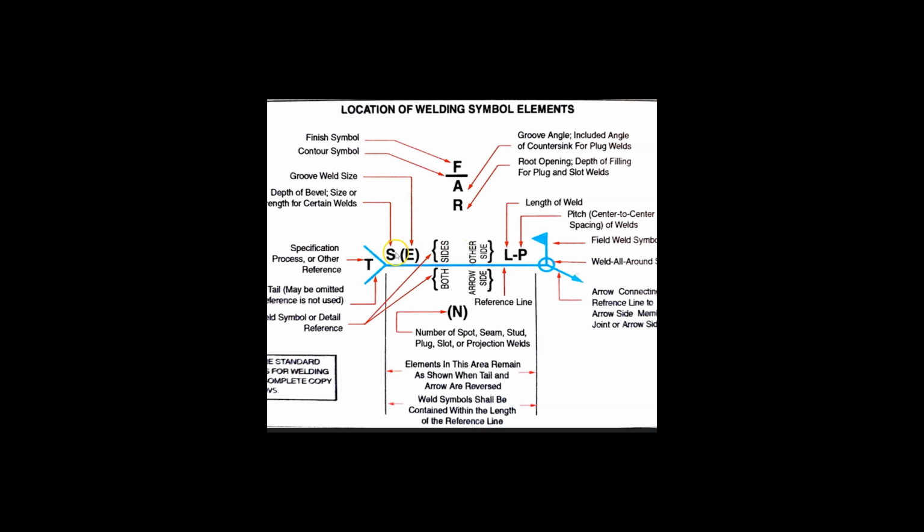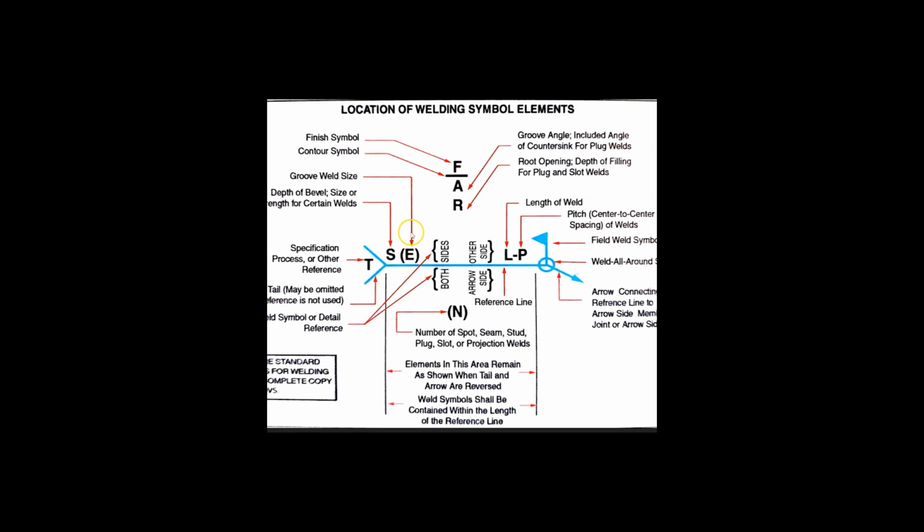And here we have two different items that are to the left of the weld symbol, the symbol S and the symbol E in parentheses. So let's start with the first one, the letter E in parentheses, and let's follow this leader line back to its definition. And you'll notice that it says groove weld size.